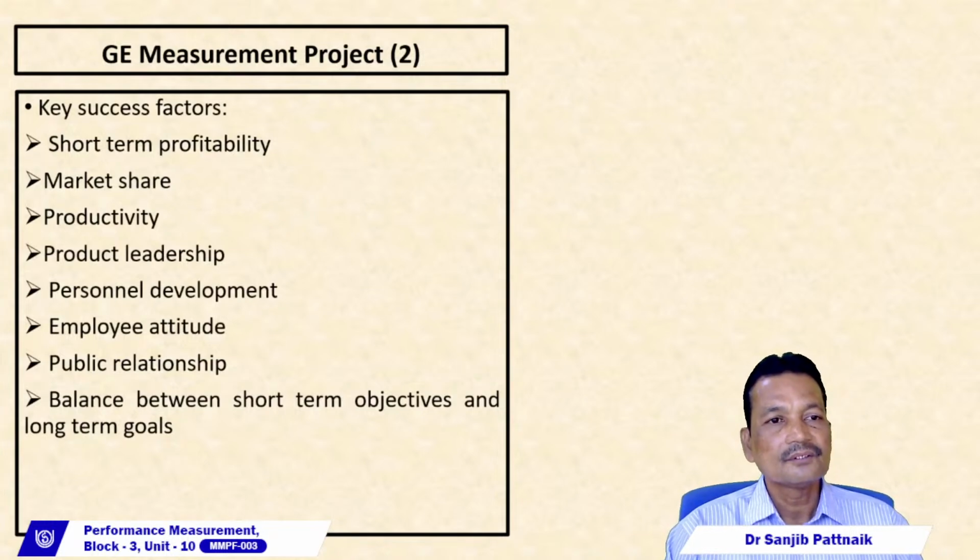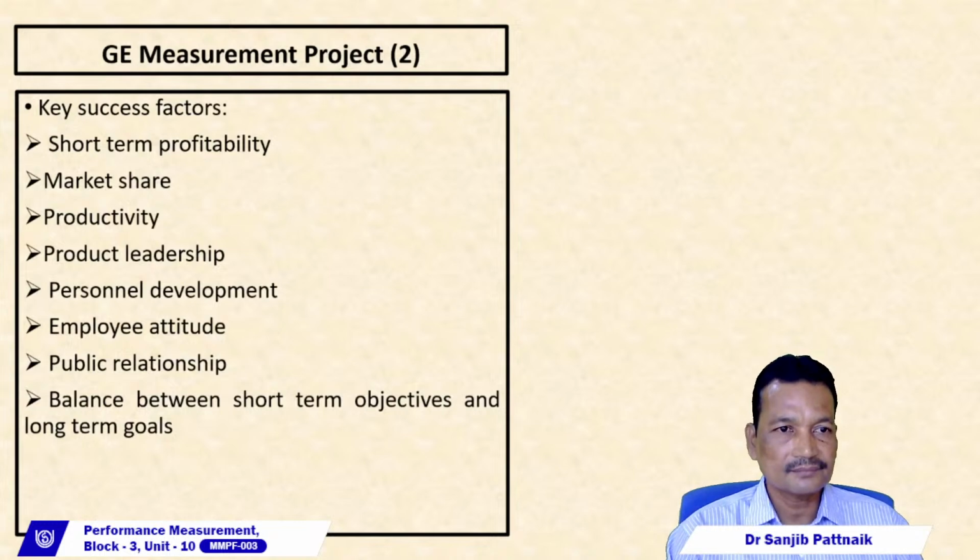Now there they used key success factors. What are they? One was short-term profitability. Second is market share. Third is productivity. When we say productivity, it is the value added divided by all kinds of inputs. So the more value added, the more successful is the organization.